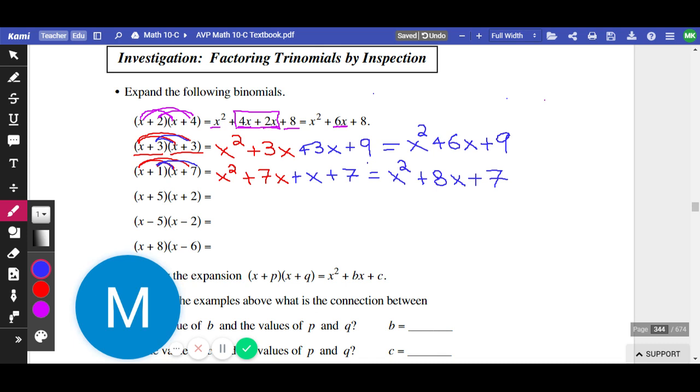That means if we were to unmultiply a 3-term polynomial, what should we end up with? 2 binomials, right? We should be able to go the other direction. We should be able to take a trinomial, turn it into 2 binomials.